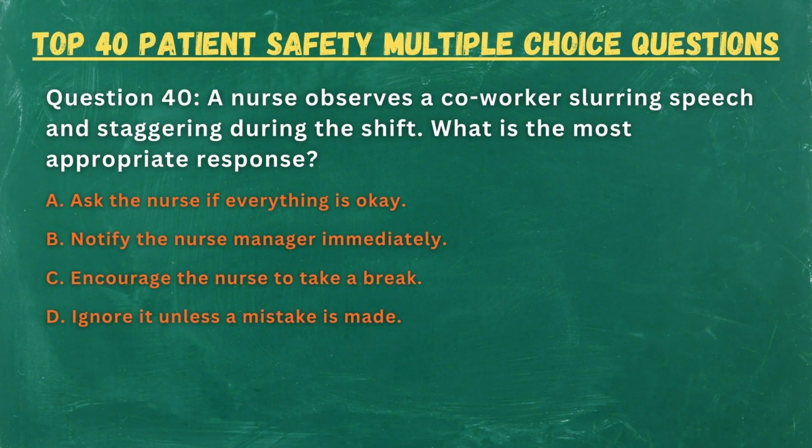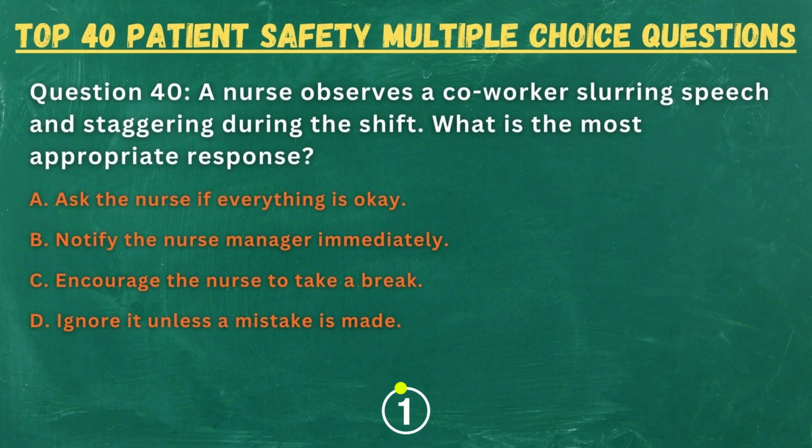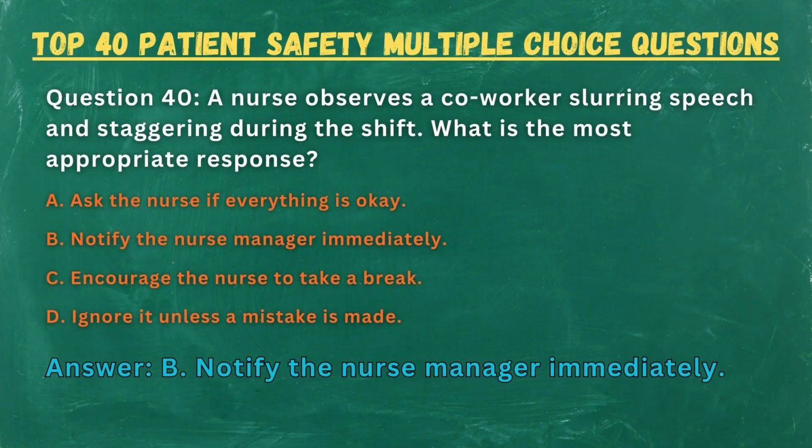Question 40. A nurse observes a coworker slurring speech and staggering during the shift. What is the most appropriate response? A. Ask the nurse if everything is okay. B. Notify the nurse manager immediately. C. Encourage the nurse to take a break. D. Ignore it unless a mistake is made. Answer. B. Notify the nurse manager immediately.